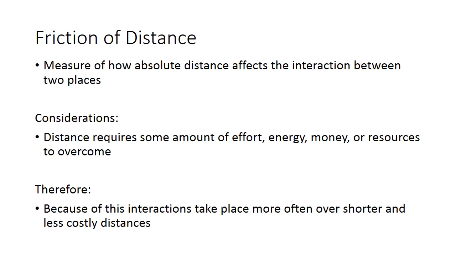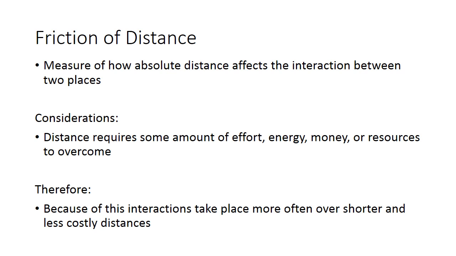Another consideration we had with this model is a tool called friction of distance. This is a measure of how absolute distance affects the interaction between two places. It takes into consideration that distance requires some amount of effort, energy, money, or resources to overcome. Therefore, because of this, interactions take place more often over shorter and less costly distances.